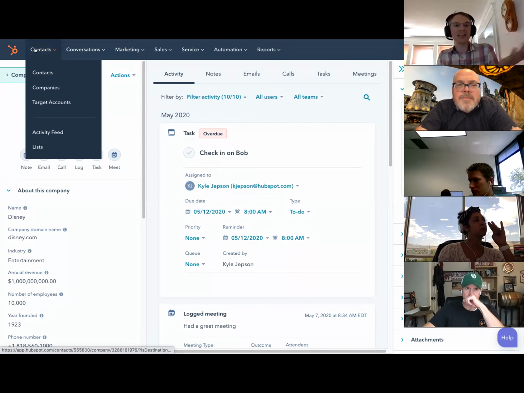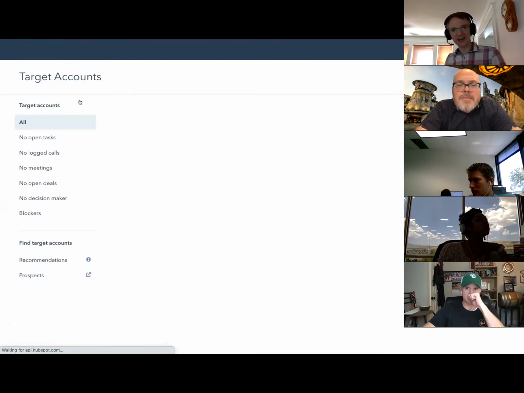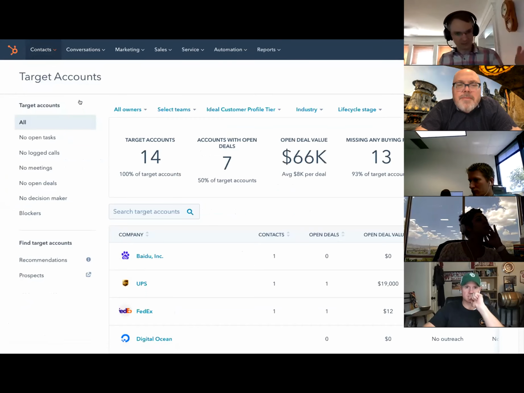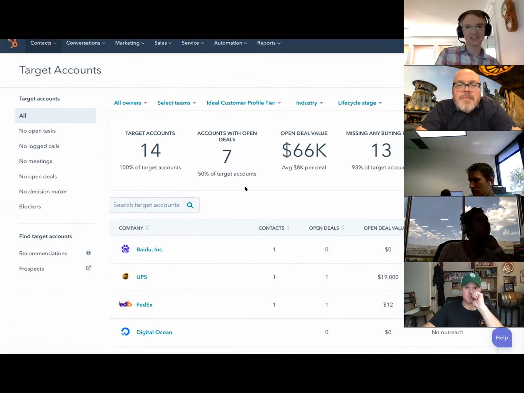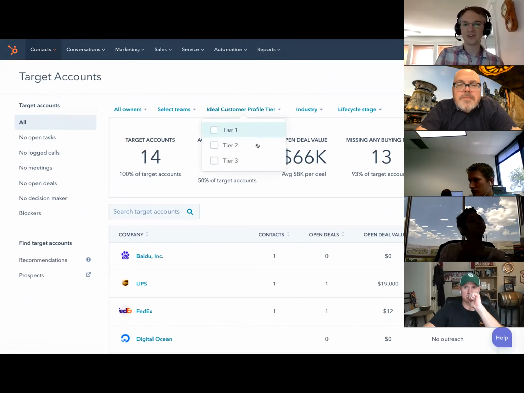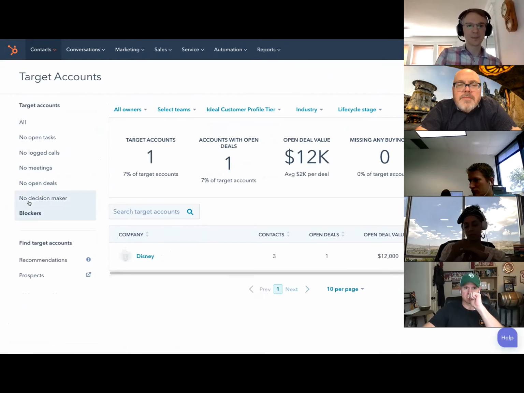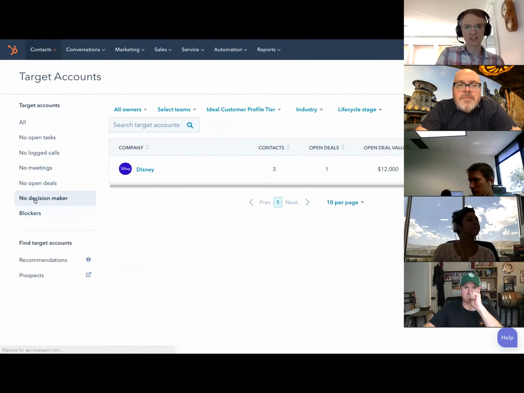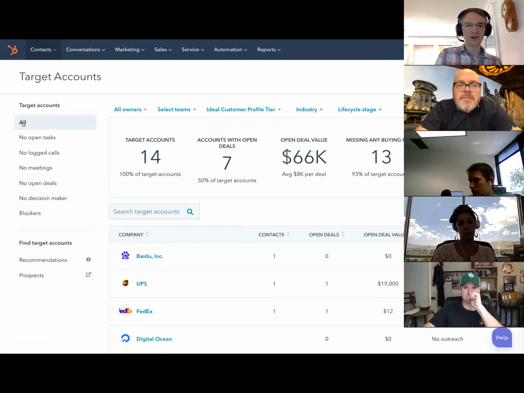And then if you want to see a more high level how all your target accounts are doing, if you come to the contact screen and select target accounts, this is the thing I was referring to as target accounts home. This lists all the accounts that you've selected as target accounts, kind of gives you an aggregate view of all that's going on with them here. You can filter them by a variety of things. Again, if you're using that customer profile tier, you can filter by that. You can look to see just, these are the target accounts that have a blocker or no decision maker selected. You can start finding the target accounts that need attention and find ways to move them forward.